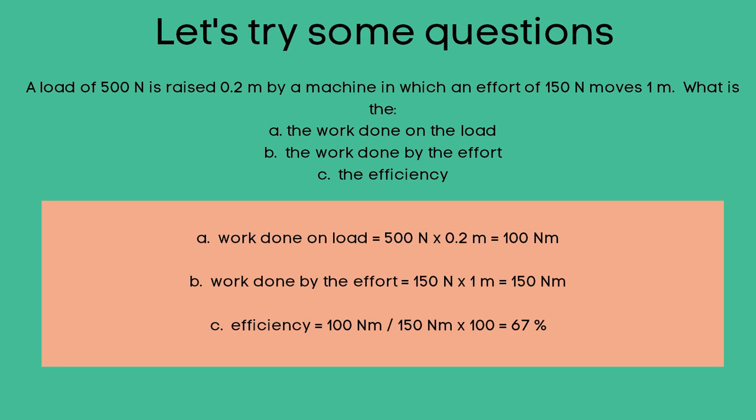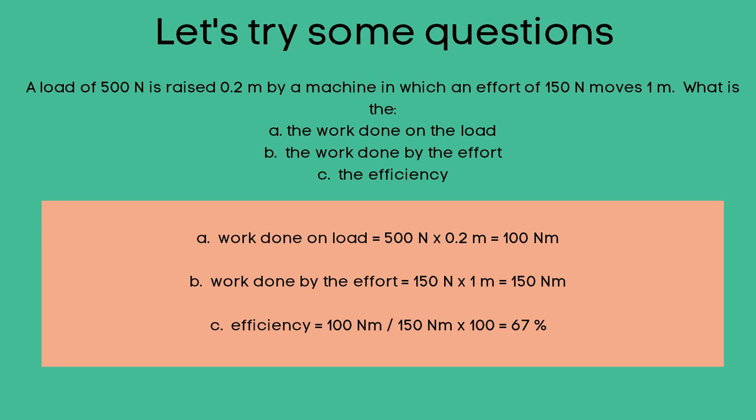A, work done on the load. Remember, work done is equal to force times distance. So if the load moved 0.2 meters, you would just multiply 500 newtons by that 0.2 meters. You get 100 Newton meters. Now you're looking at work done by the effort. You multiply 150 newtons by 1 meter, and it's nicely broken up in the question for you. And you get 150 Newton meters.